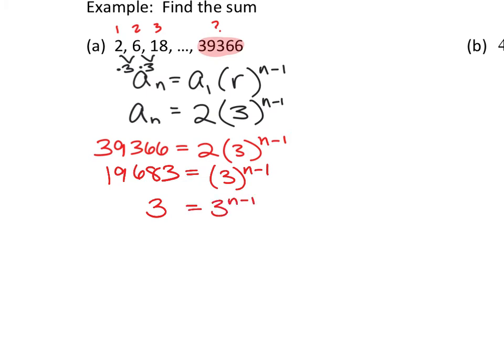The ninth power. Cool. 3 to the ninth is equal to 3 to the n minus 1, which means n is equal to 10. Once we know the first term, the n, and the common ratio, which we know all of those things now that we found n, we can use the formula for the sum. So we don't have to sit here and add and add over and over again, since we know this is the ninth term.